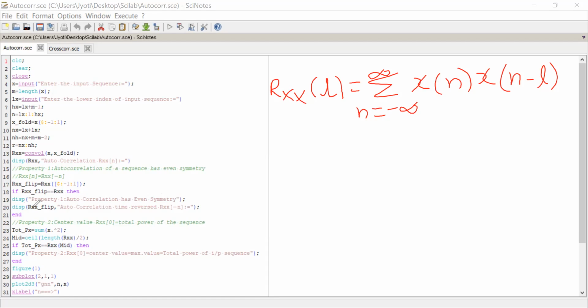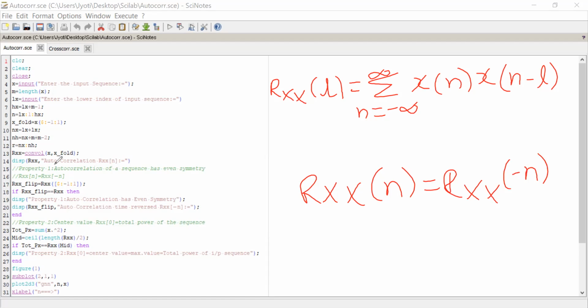Then we also have to display the flipped version of Rxx, that is the autocorrelation of the time reverse sequence, Rxx of minus n. Those values also we need to display. This is the end of the first property. We are verifying whether the autocorrelation has even symmetry or not, that is, whether Rxx of n is equal to Rxx of minus n. If both are equal, then it is even symmetry. Always the autocorrelation should have even symmetry. It should not be odd symmetry.